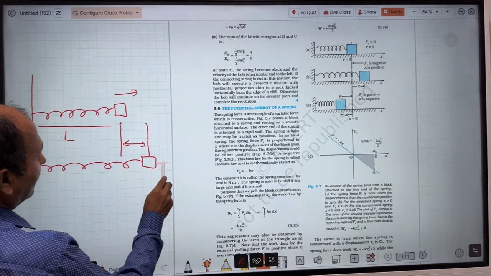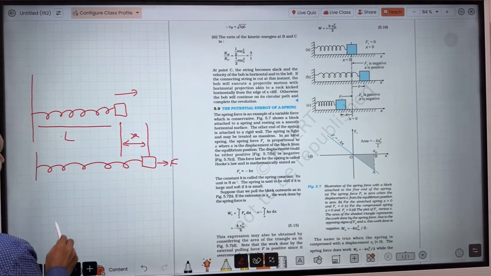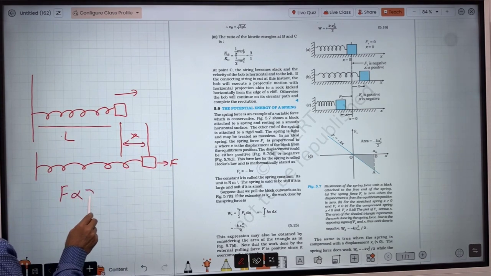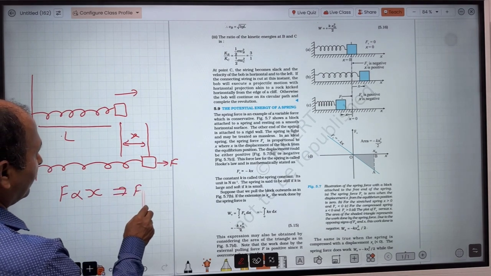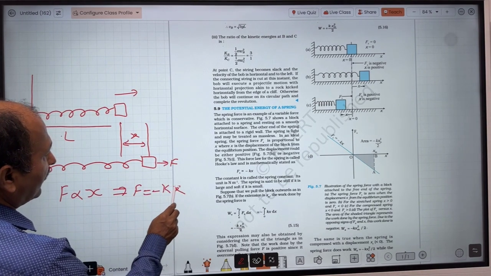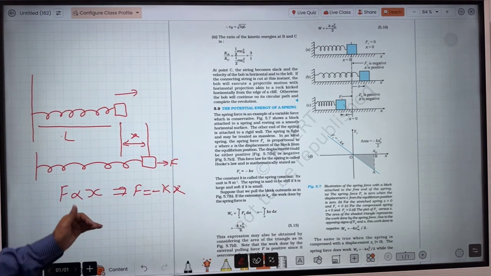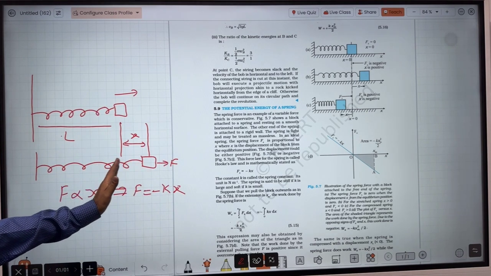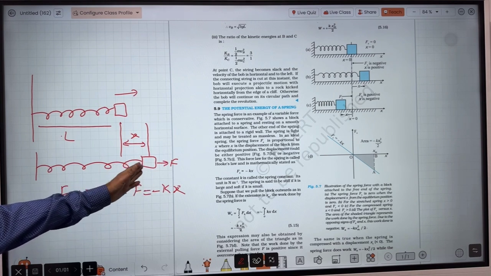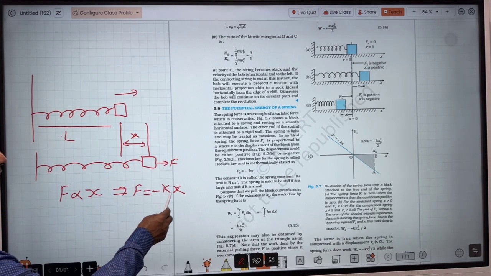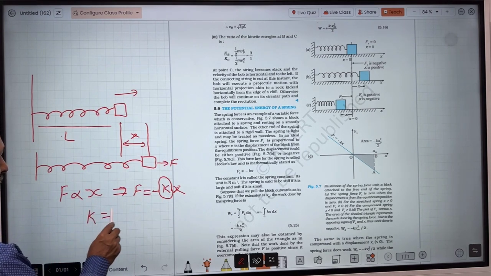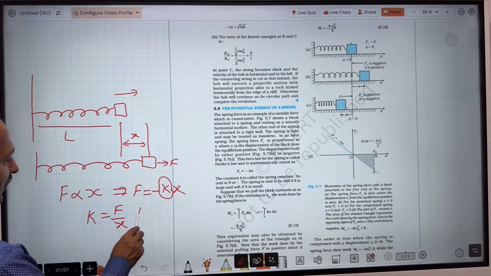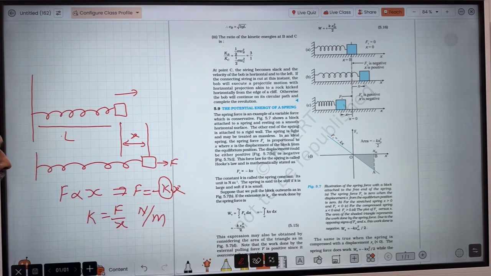So here the extension is suppose x. It is found that F is proportional to x, meaning applied force will be directly proportional to extension, or F equal to minus kx. The negative sign shows that there will be a restoring force which will try to regain the shape of the spring, and k is the spring constant. So the spring constant in magnitude will be F upon x. The unit will be Newton per meter.